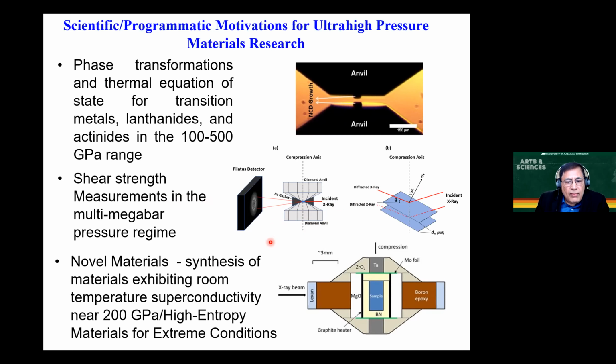And then, of course, the novel materials. There is a lot of excitement in the community about synthesis of material exhibiting room temperature superconductivity near 200 GPa. And also there are newer areas of material synthesis, for example, the high entropy materials, which can be synthesized now under high pressure, high temperature.